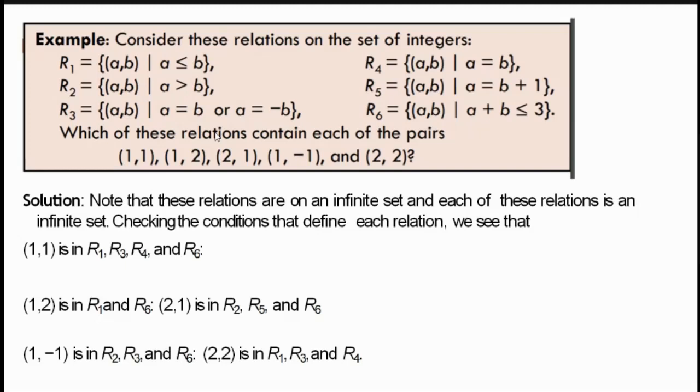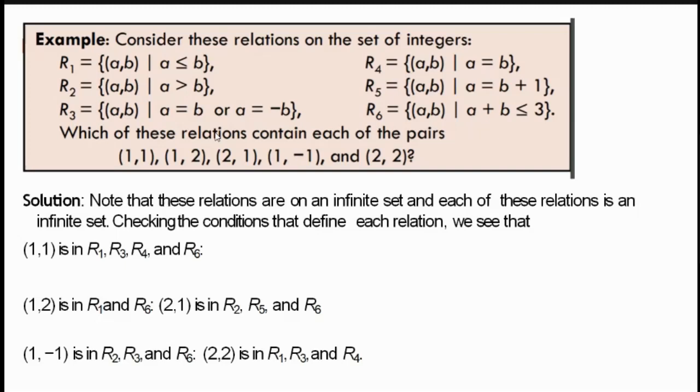Checking the conditions that define each relation, we see that 1 comma 1 is in, just now as I told you, R1, R3, R4 and R6, because A is equal to B, A is less than or equal to B, and in R6, A plus B is less than or equal to 3. So these relations' conditions were satisfied. That is the reason 1 comma 1 is a pair which falls under R1, R3, R4 and R6. In the same way, 1 comma 2 is in R1 and R6. 2 comma 1 is in R2, R5 and R6.